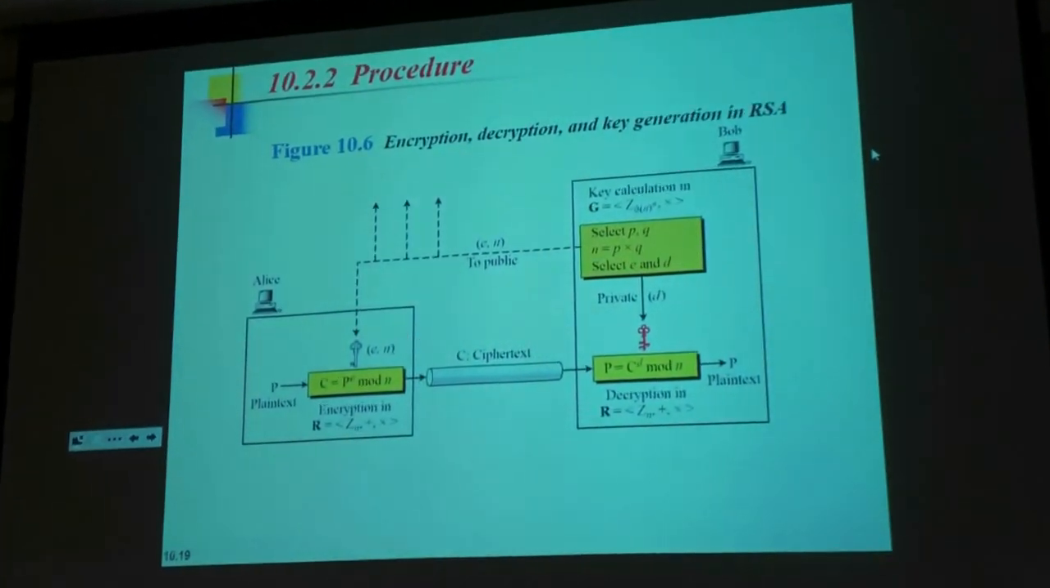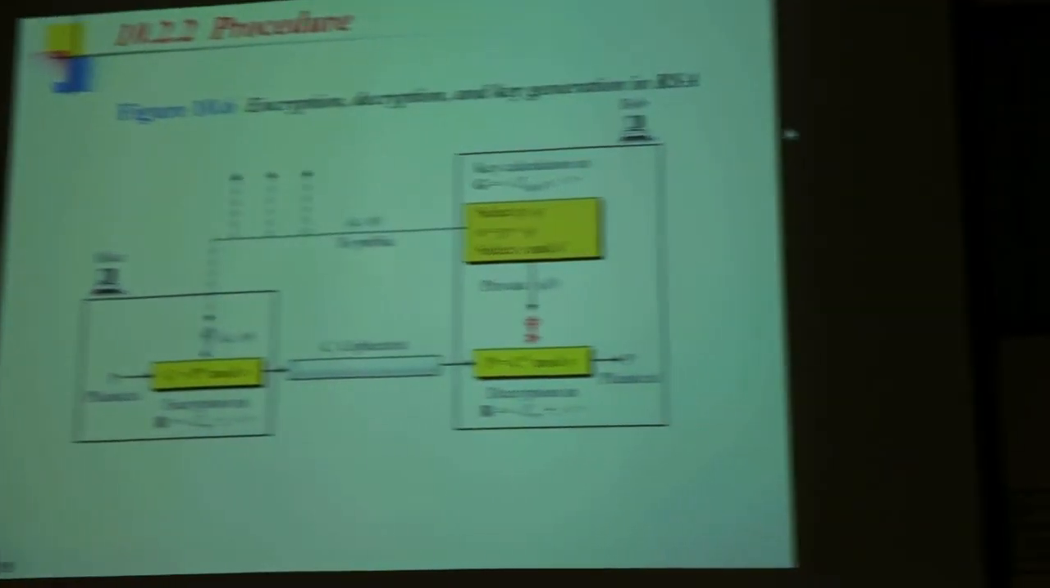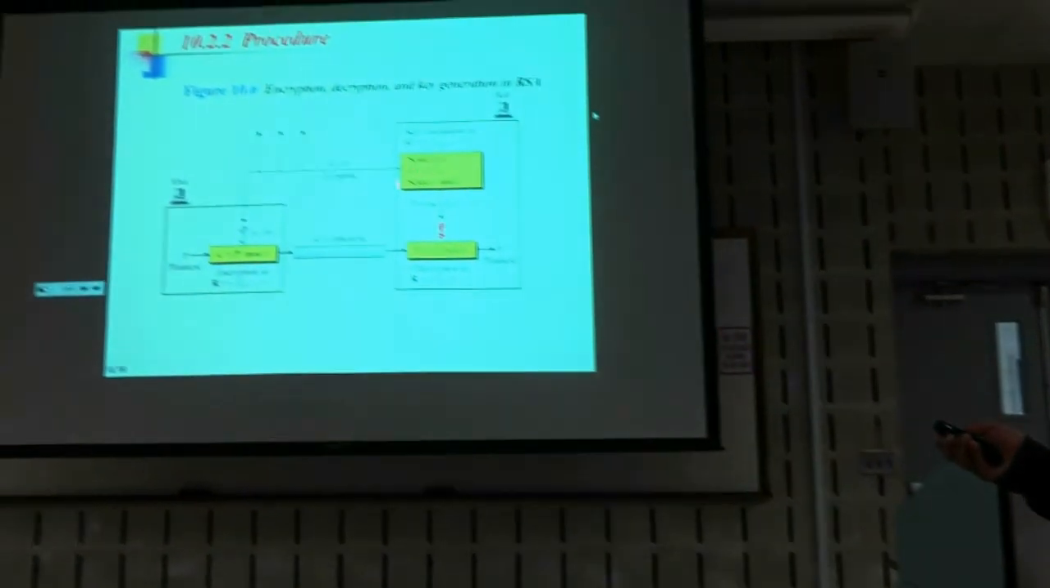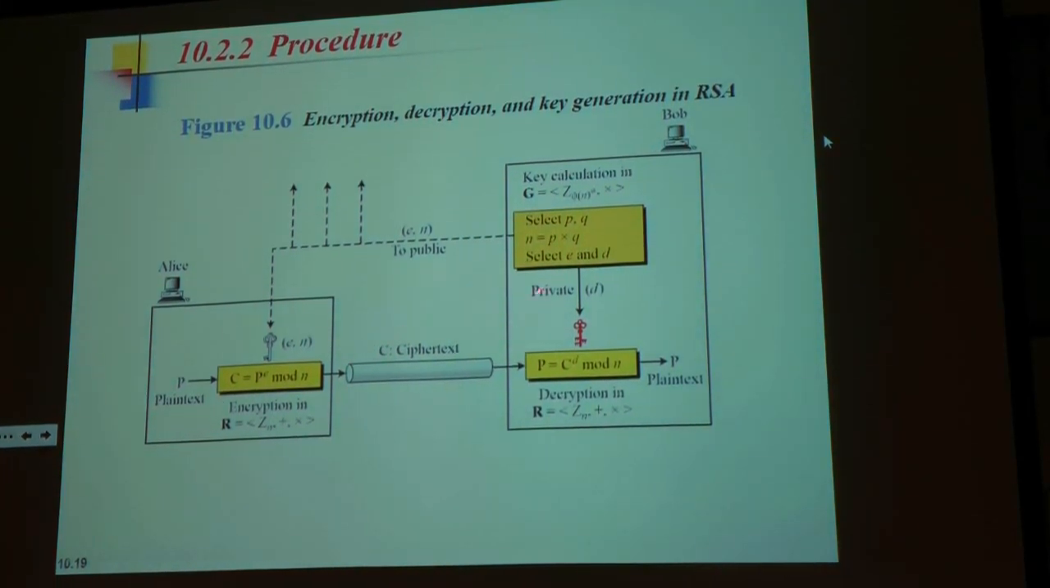The algorithm, as of last time, is that you have to select P and Q. P and Q should be large. Large what? Large prime numbers. You create N, which is the modulo, by multiplying them together. Then you select E and D. D will be the multiplicative inverse of E modulo phi of N. You make D the private key, and E and N the public key. And this is the encryption, and this is the decryption.